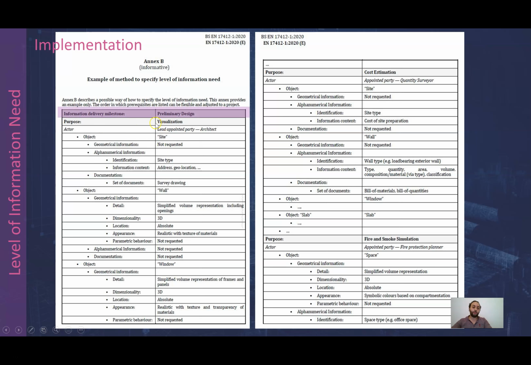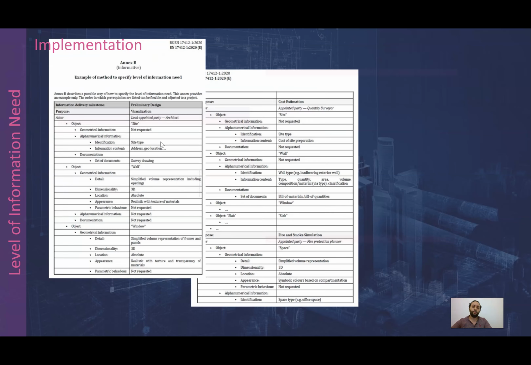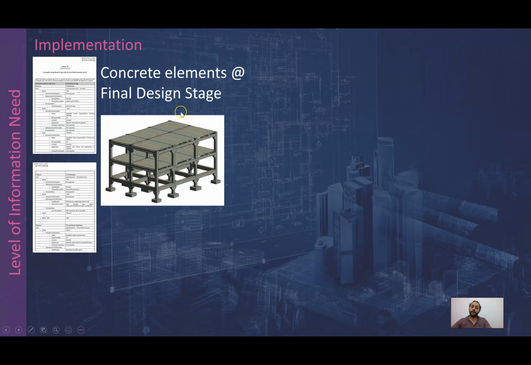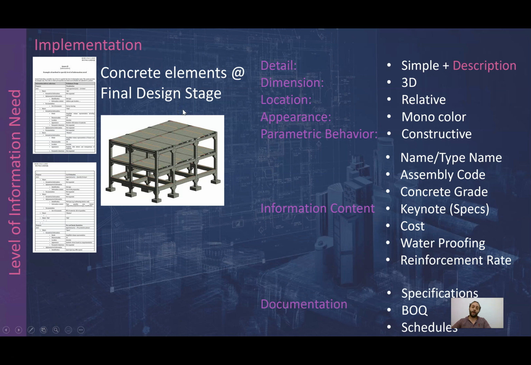For example, it starts with the information delivery milestone. Here, preliminary design. In my opinion, this is the key point for LOD 100, LOD 200, LOD 300. So this preliminary design could represent somehow the LOD 200. The final design will represent somehow the LOD 300. So no need to use these terms anymore, but instead we could specify it by the milestone itself. The purpose: visualization, cost estimation, fire and smoke simulation. And here are the objects, what we need from each object: geometrical information, alphanumerical information. But again, I think this will be very complicated, and I believe that we could bundle them together as I have mentioned before. So it will be like a mix between the LOD table and some bundles of the information.